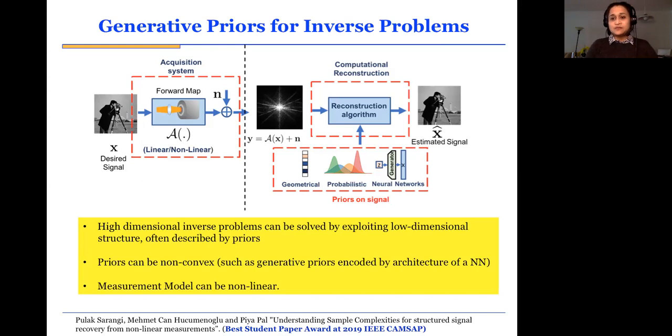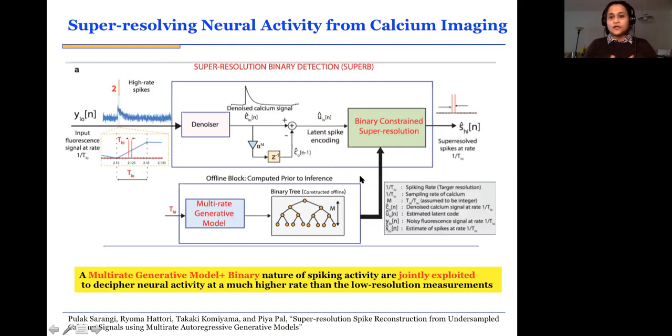So these are the kinds of problems that I'm looking into currently. And here, in many cases, you can actually have a role in controlling this operator A. And this is the sensing design part of it, okay? Now, to give you a sneak peek into one of our very recent results, this is with my collaborator Takaki Komiyama and his postdoc Ryoma Hattori and my graduate student Pulak Sarangi. This work tries to solve a very difficult inverse problem, which is ill-posed.